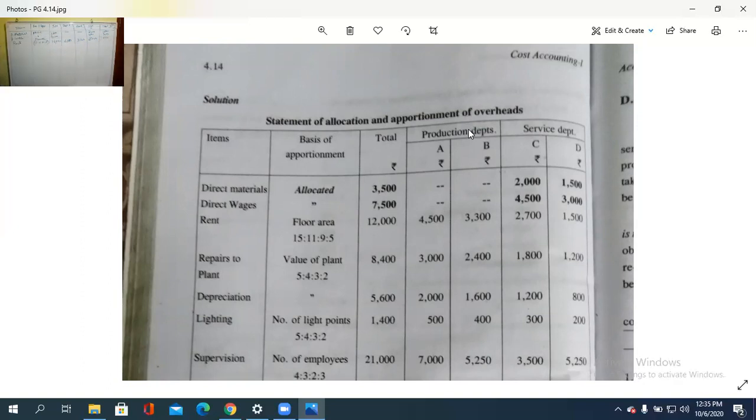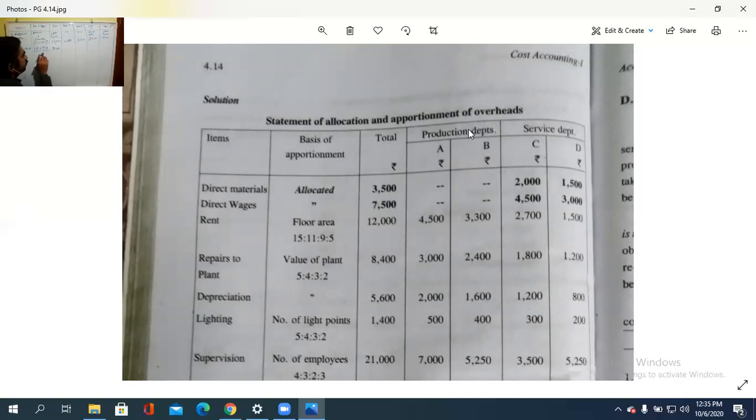Okay. Then next step, repairs to plant. Repairs to plant on what basis? Value of the plant. That is 5 is to 4 is to 3 is to 2. So 8,400 needs to be apportioned. So how is it to be?